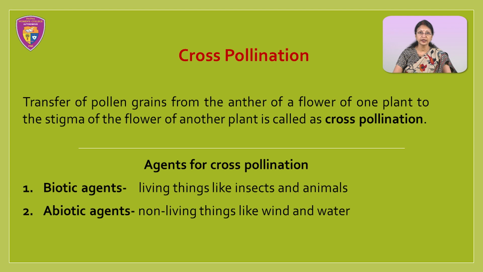Since pollen grains cannot travel from one flower to another on their own, there are some agents which help in their movement. These include biotic agents like insects and animals that help in pollination, and abiotic agents like wind and water.